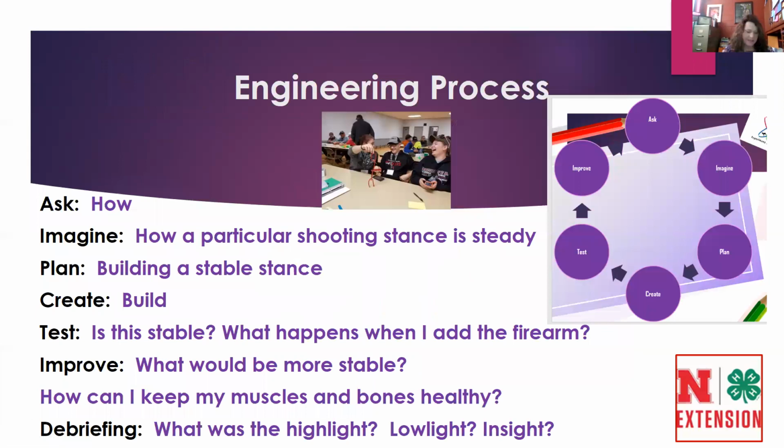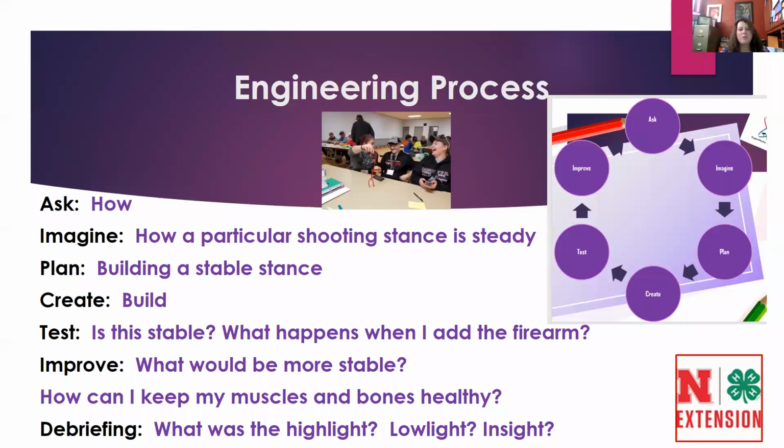So they're going to ask, how do bones and muscles work together to provide a solid stance? And in their discipline, they can apply this to the particular stance that they are doing. Then they're going to imagine, how can I make this stance steady? As they start to think about how they're going to build their licorice person, that's where they're imagining.